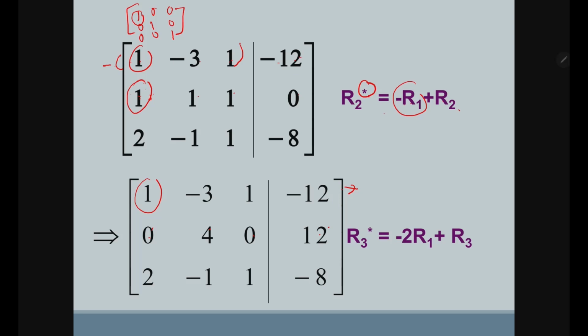Here the next step we need to reduce to 0, right? Because we need to change to 1 0 0. Okay, so we need to reduce the third row to 0. So the new row R3 equal to negative 2 R1 plus R3. We must make the third row equal to 0. So negative 2 times 1 equal to negative 2. Negative 2 plus 2, it will be 0.